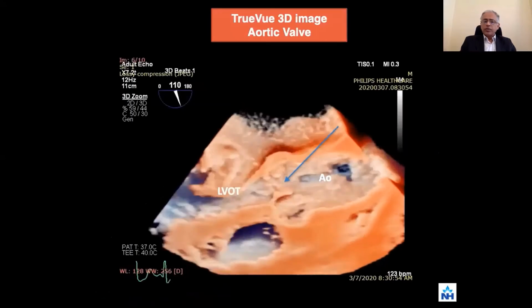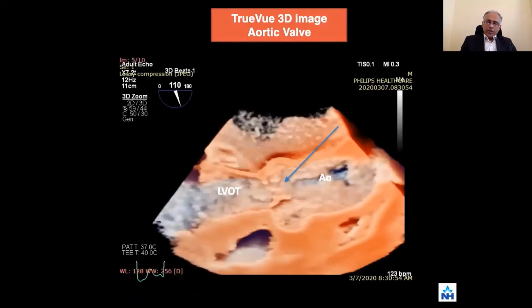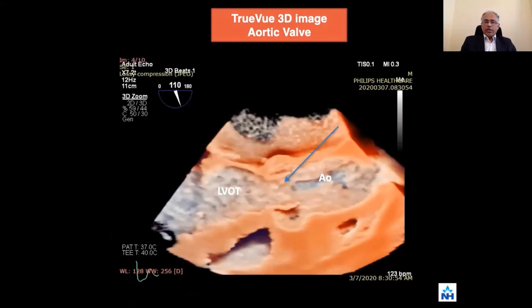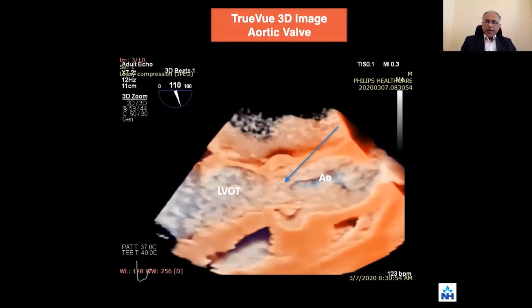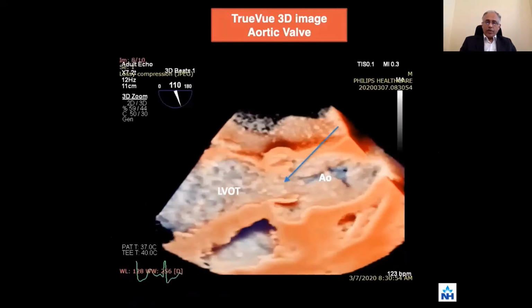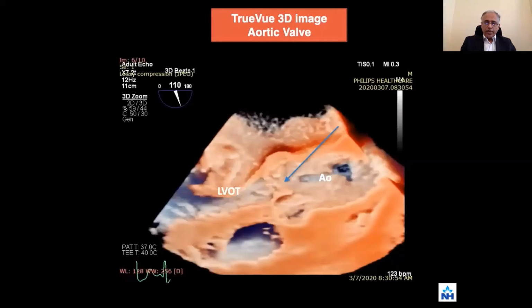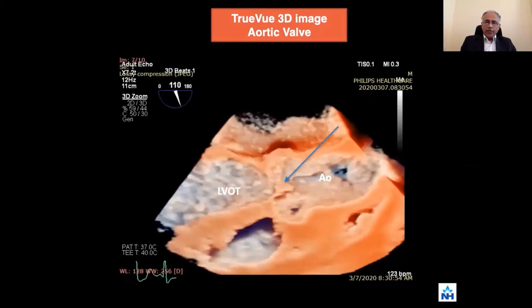Now coming to the last category, these are miscellaneous structures, which I've termed others. So let's look at the valves. You have the aortic valve, which is a structure you should closely focus on. This is how the aortic valve looks on true view. Let's look a little more closely at what pathologies can be seen on the aortic valve.